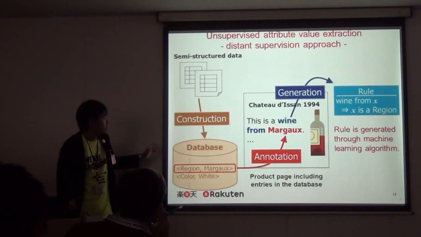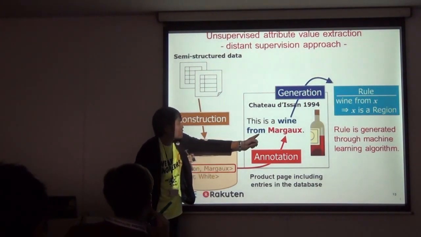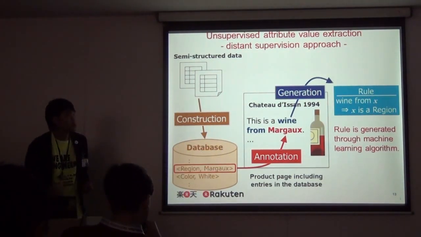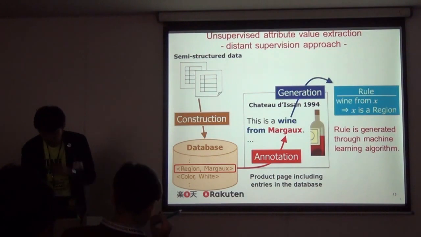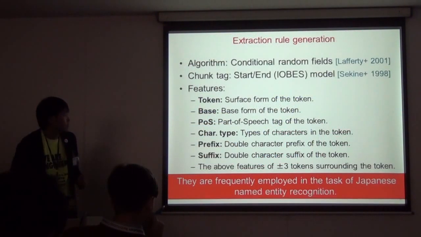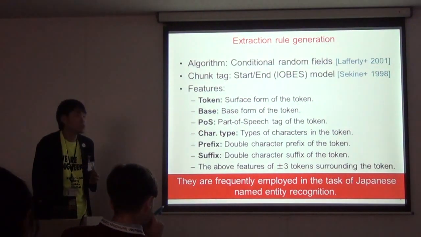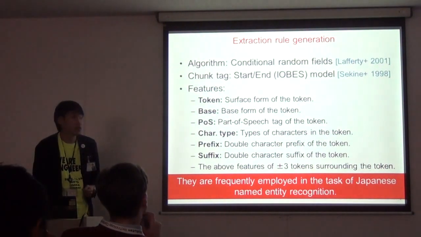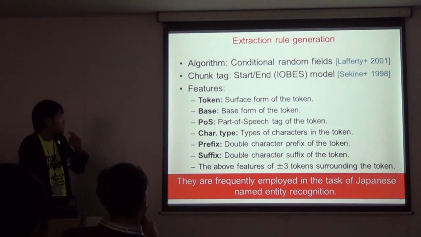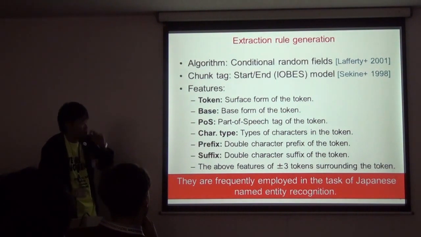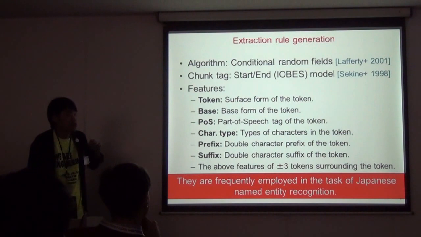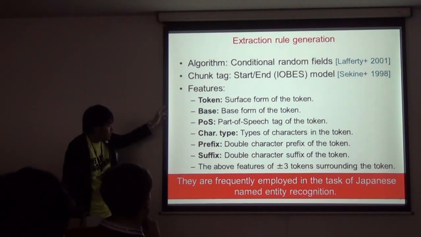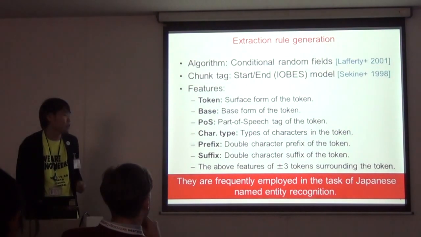Okay. By considering the words surrounding the attribute values, we try to generate the extraction rule. This step is actually conducted by a machine learning approach. This task is very similar to named entity recognition, which is a famous task in natural language processing, so we took a similar approach. As the training algorithm, we employ conditional random fields, and as the representation of tags, we use the start-end tag model. And as features, we use this information, which is frequently employed in the task of Japanese named entity recognition.